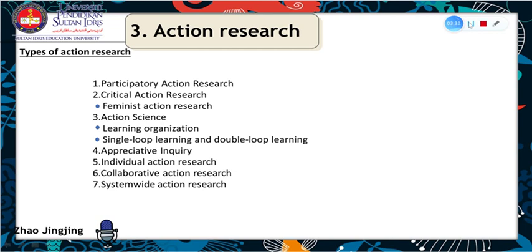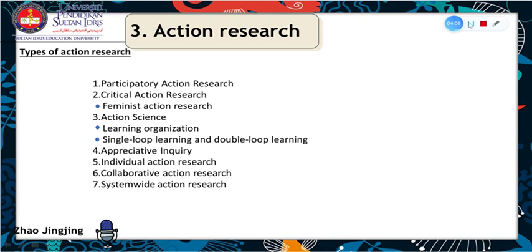3. Action science. In action science, we are using learning organization theory to invoke continued learning. A learning organization is an organization or a group of people, such as researchers and practitioners, that are continuously trying to change from what they were learning. You could have single loop learning or double loop learning.